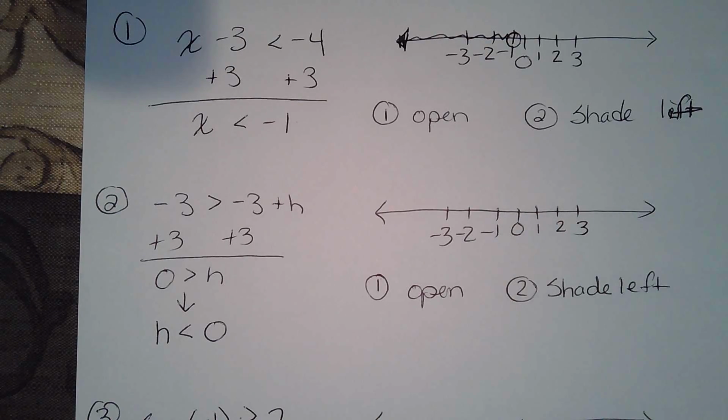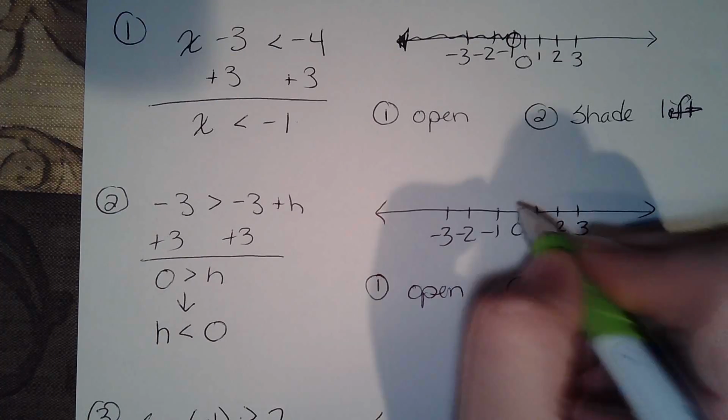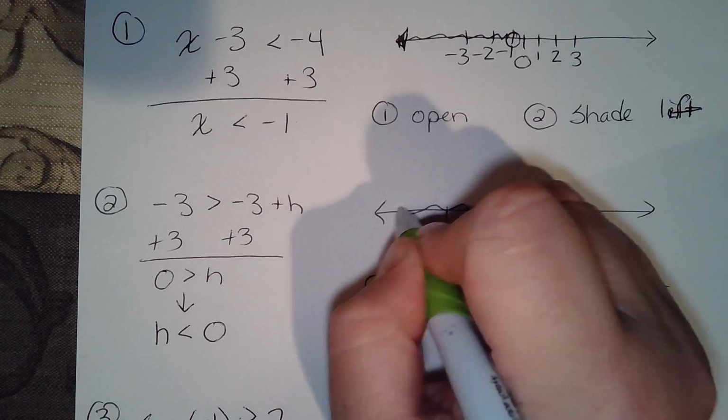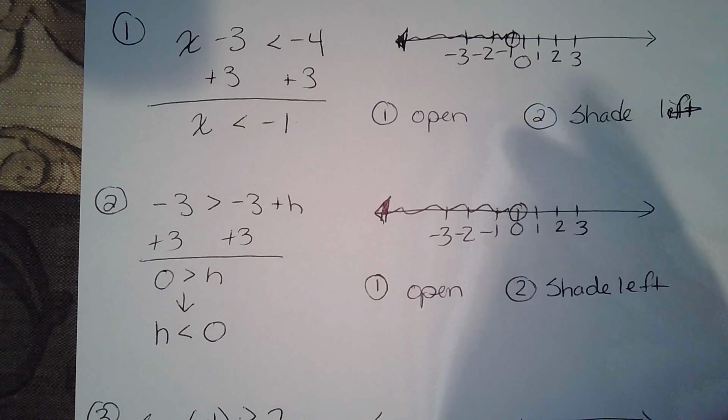Okay, now the two things that we had to have: 1, it's an open inequality, so it means I have an open circle, and 2, we're going to shade to the left because of the way the inequality sign is pointing. So I'm going to put an open inequality sign up here, and we're going to shade left. Great job.